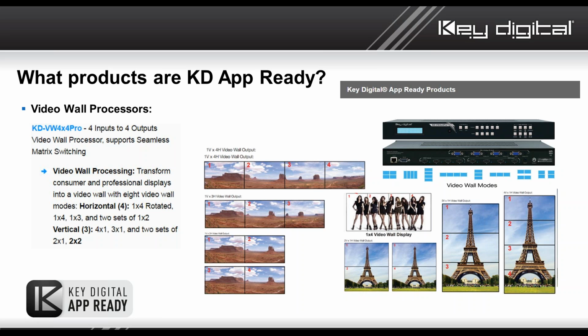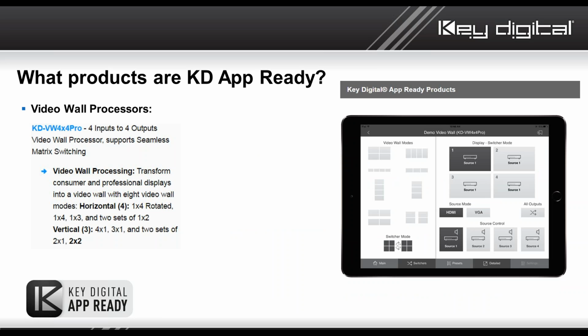Now, the beautiful thing about this product is it's not just the traditional 2x2 video wall. In fact, I didn't even picture that here, did I? We have a total of 8 video wall modes that you see here. And guess what? The KD app allows you to choose any of those video wall modes, or select switcher mode, meaning that it will act as a 4x4 seamless matrix switch. Seamless meaning when you switch from source A, B, C, or D to another source A, B, C, or D, there is no frame break on your monitor, television, or projector.